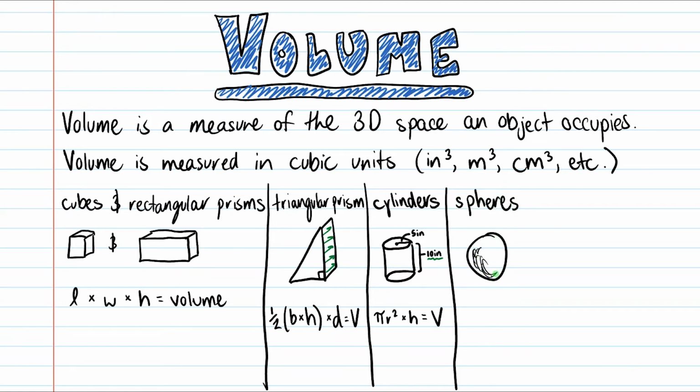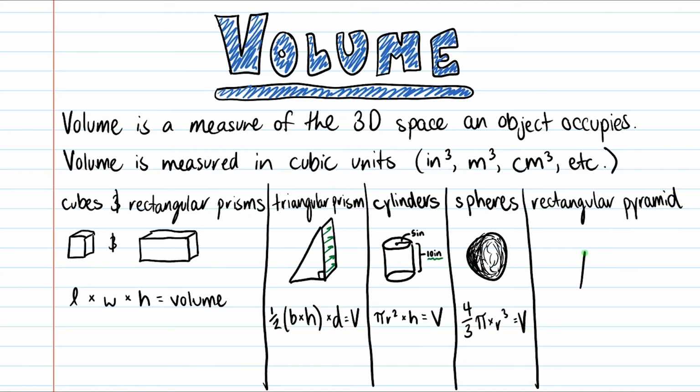For a sphere, which I'm going to try and draw a decent image here, you get the picture. The formula is a little harder to explain via a drawing, so I'll just write it down. Really all you need to know is the radius of the sphere, and then it's 4/3 times pi times the radius cubed.